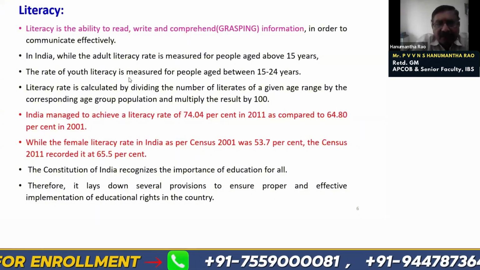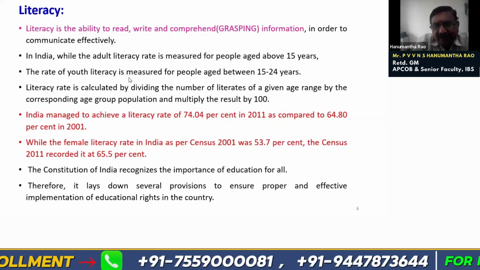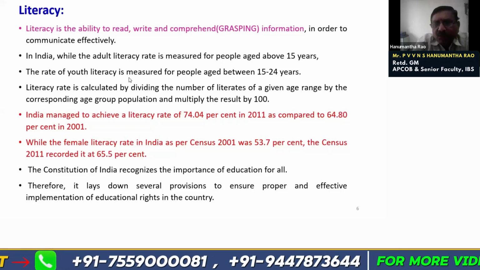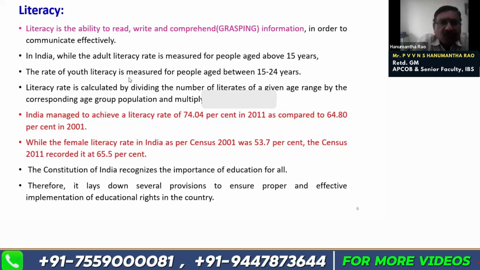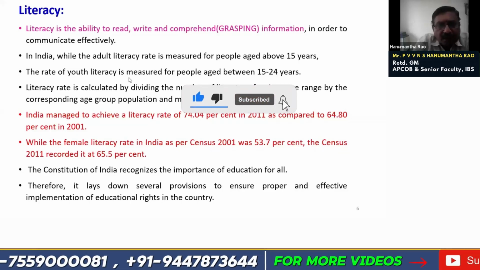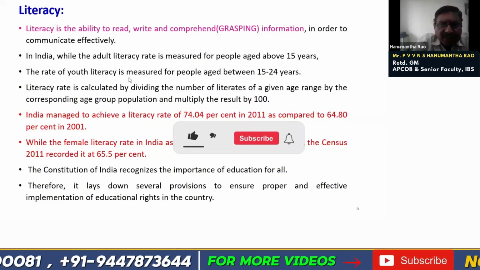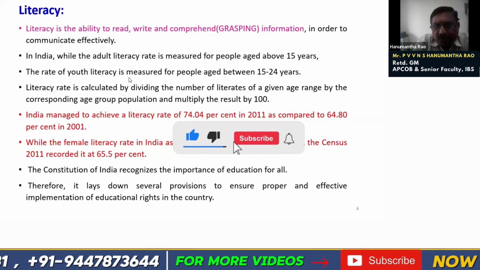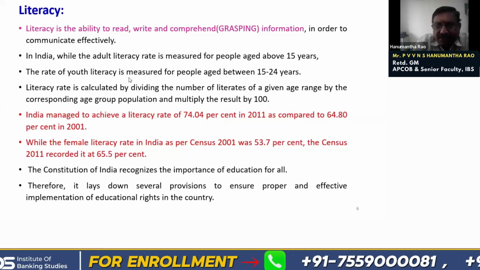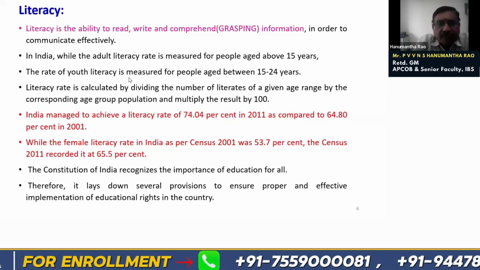So the next one is very important, friends. India managed to achieve the literacy rate of 74.04% in 2011 as compared to 64.8% in 2001. Kindly remember this point. So literacy rate 74.04% in 2011. Earlier, as per census 2001, it was 64.80 only.